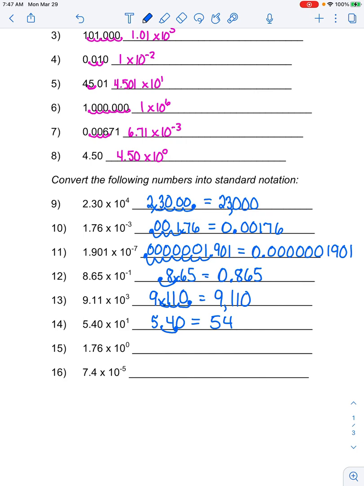Look at 15. What do we know times 10 to the 0 power means? That means times 1. So your answer is 1.76. I'm not moving the decimal any. And lastly, number 16. Write your number, 7.4. I notice I have a negative 5 exponent. That means I go 5 spaces to the left. 1, 2, 3, 4, 5. And I'm going to fill in those spots with zeros. So your final answer should be 0 point with 4 zeros, 0, 0, 0, 0, 7, 4.